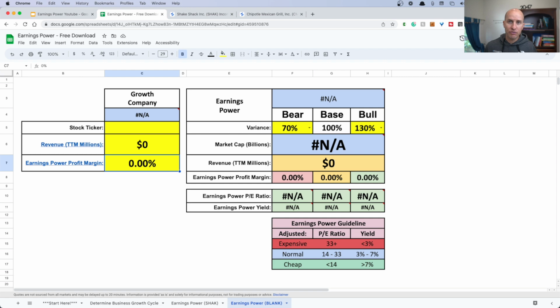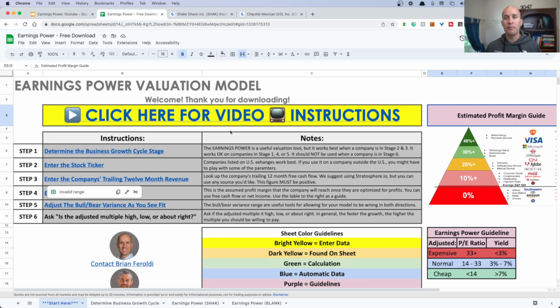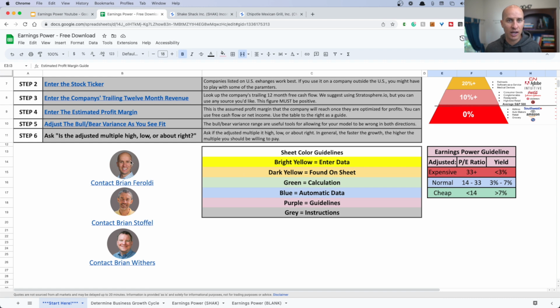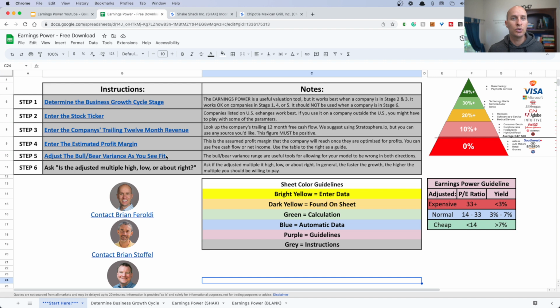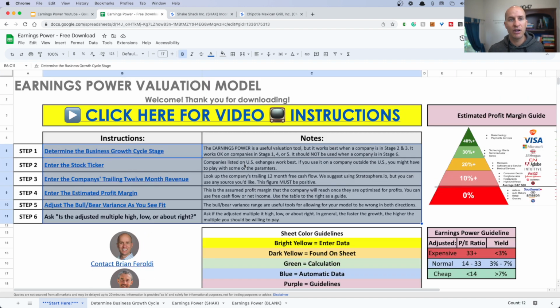I hope that you find that this tool is useful for figuring out the current valuation of a company that does not have profits but could in the future. If you have any questions about this, feel free to contact me, Brian Stoffel, or Brian Withers, who created this tool. And we tried to make the instructions very easy to follow. So we hope that you find this tool to be very useful in determining the valuation of companies that are rapidly growing but not yet focused on profitability.